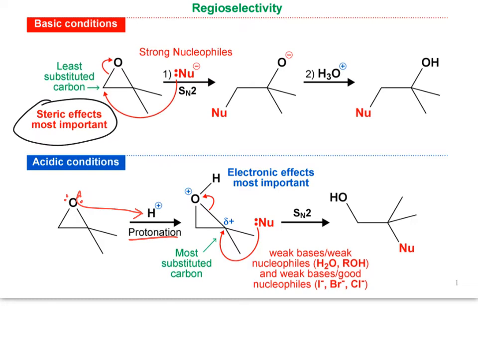This is called regioselectivity. Why is it called regioselective? You're picking one region of the epoxide over the other. You're selecting one. By picking the conditions, you can get one region of the epoxide to react versus the other.